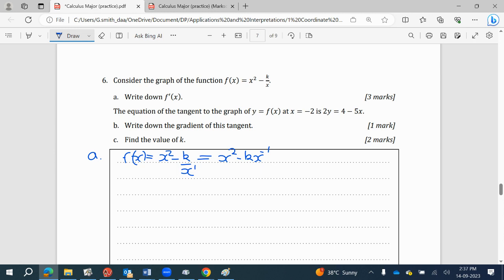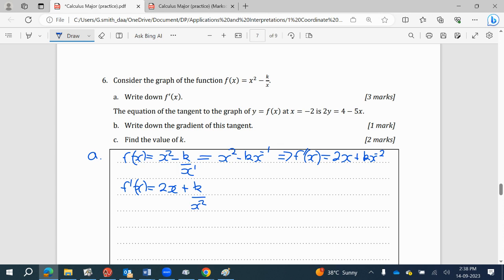So we've done nothing so far, but what we need to do now is to find the derivative. I'll do that over here for saving space. So I'll use the implication symbol so I can move across the page. And that means that the derivative is going to be 2x plus kx to the minus 2. Might want to write that as f dash of x is equal to 2x plus k over x squared. There's the derivative. 3 marks.